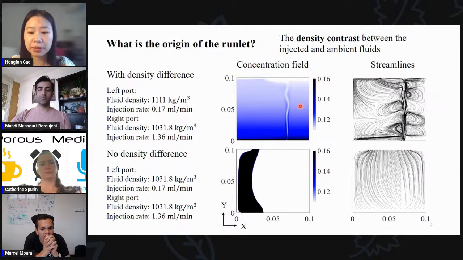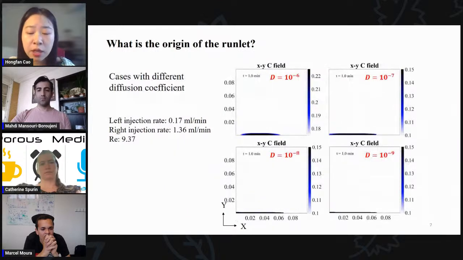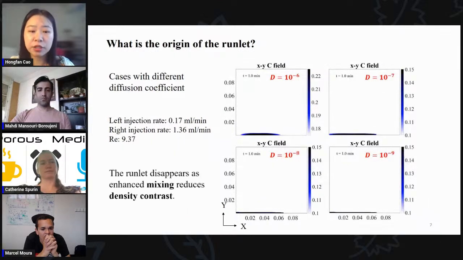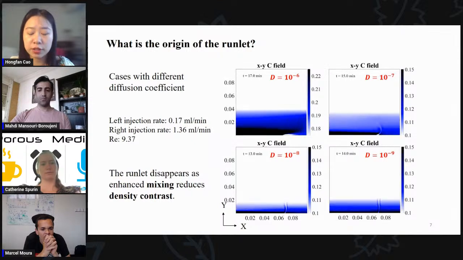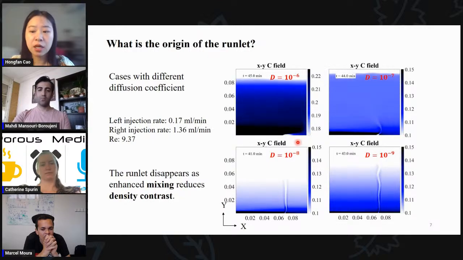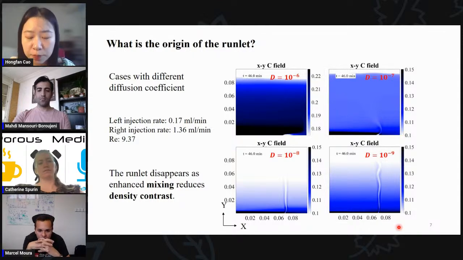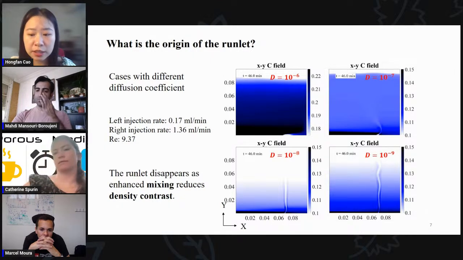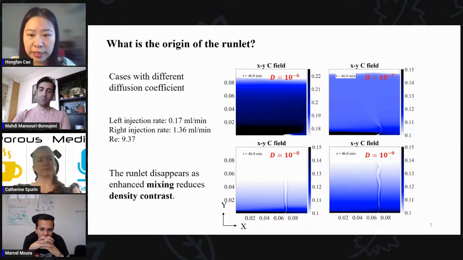right? So what will happen if there is a strong mixing between the two fluids and the density contrast is highly reduced? To answer this question, we simulated several cases with different diffusion coefficients. A higher diffusion coefficient means the two fluids can mix better. Results show the rivulet disappears when the diffusion coefficient is large. Only when the diffusion coefficient is small enough does the rivulet appear. And when the diffusion coefficient is even smaller, the rivulet becomes unstable. It confirms the importance of the density contrast on the formation of the unstable rivulet.